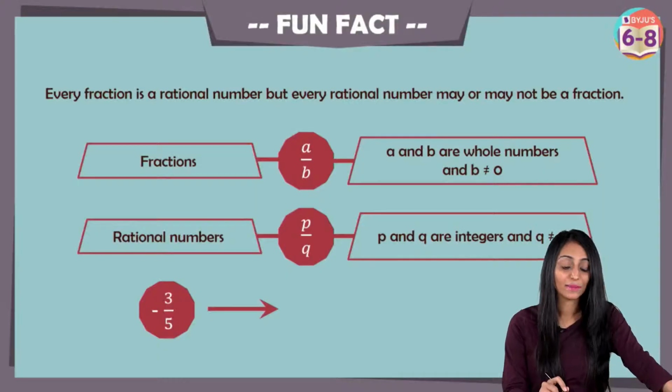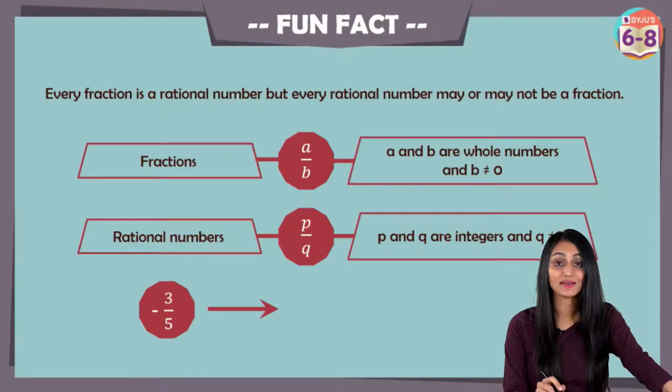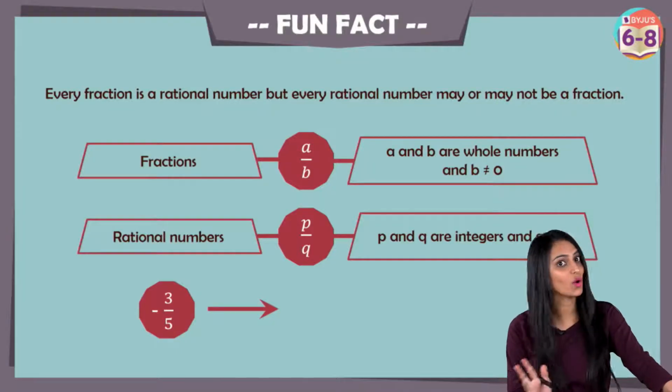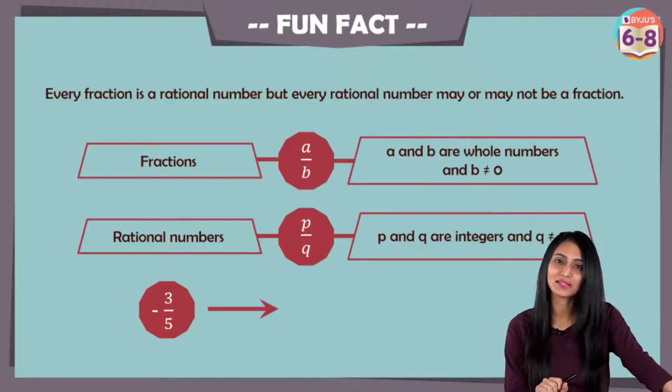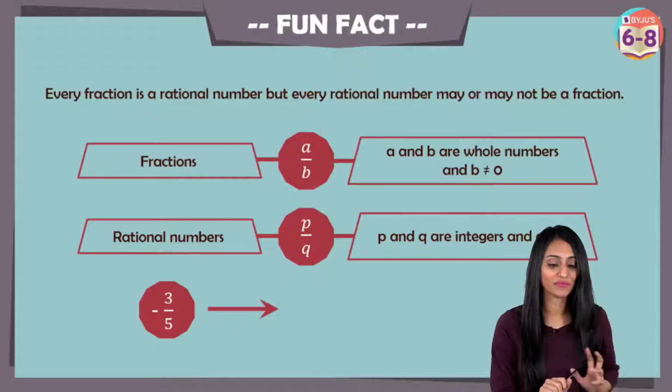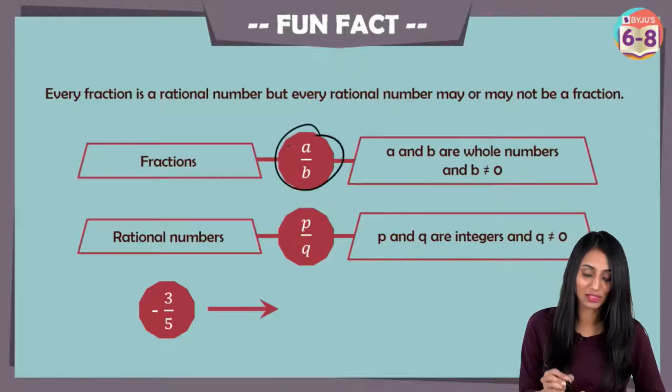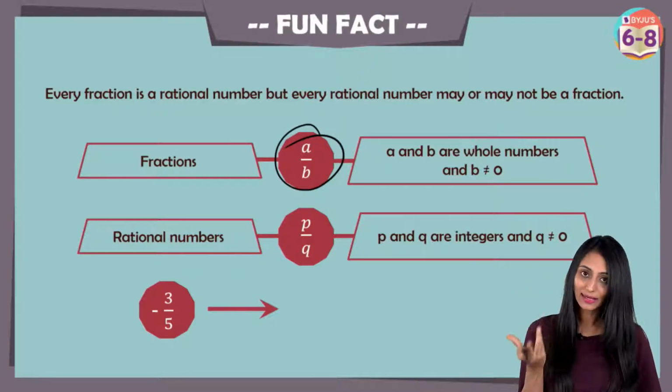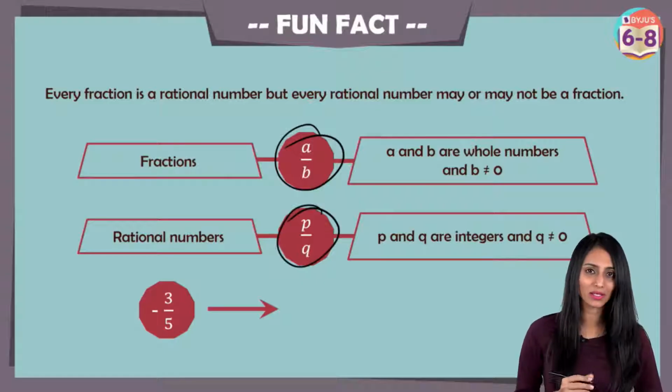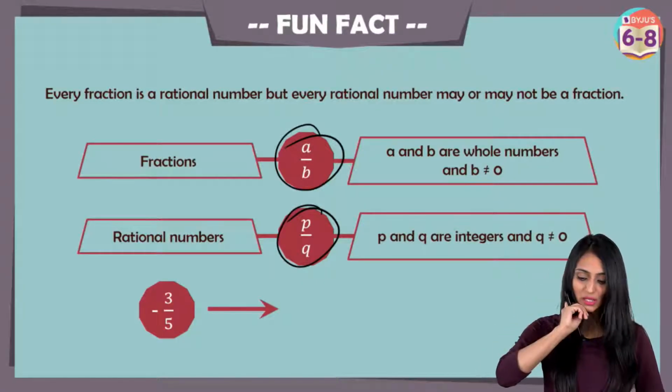Now, very interesting thing, do you know that every fraction is a rational number, but every rational number may or may not be a fraction. So what does this mean actually? If you talk about fractions, we represent them as a by b. And rational numbers, we represent them by p by q, same numerator by denominator. So what is the difference?